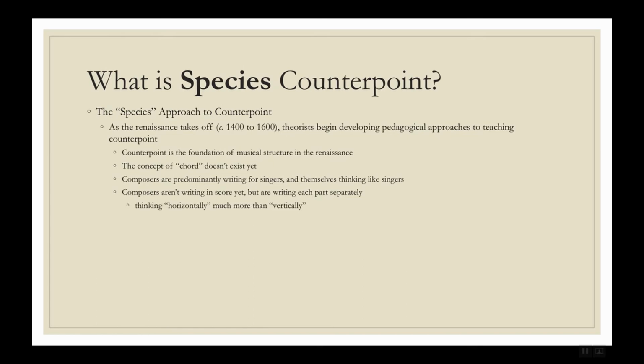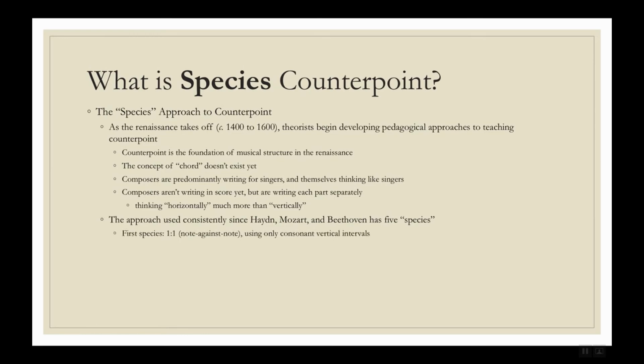And so what they were doing is they were thinking horizontally much more than they were thinking vertically. We'll define those terms a little bit later, but horizontally is melodic and vertically is harmonic. So, nevertheless, the species approach is the approach used consistently since Haydn, Mozart, and Beethoven. And this approach has 5 different species. The first species is what we're doing today.